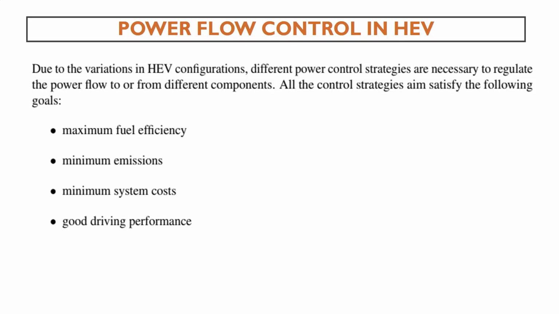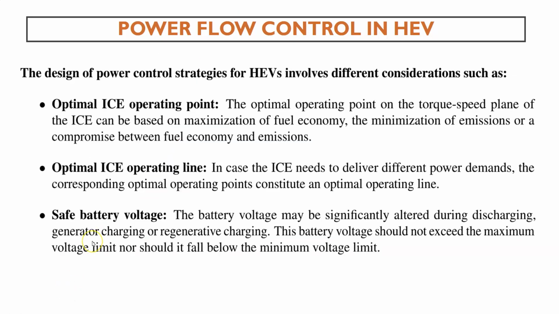All the control strategies aim to satisfy the following goals. Control strategies are used for maximum fuel efficiency, minimum emission, minimum system cost, and good driving performance. We have already discussed this in the previous classes. The design of power control strategies for hybrid electric vehicles involves different considerations, such as the optimal ICE operating point. So, the first consideration is the optimal ICE operating point.